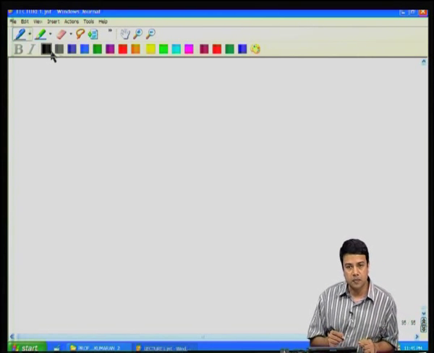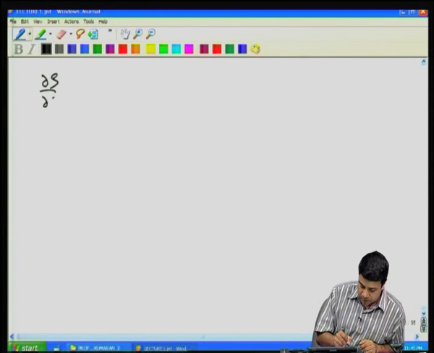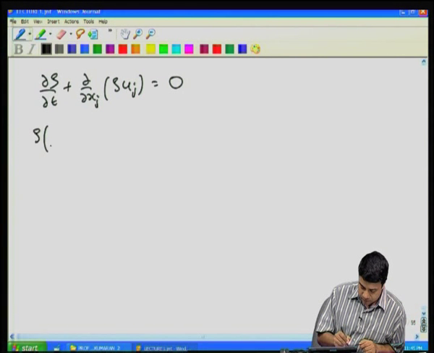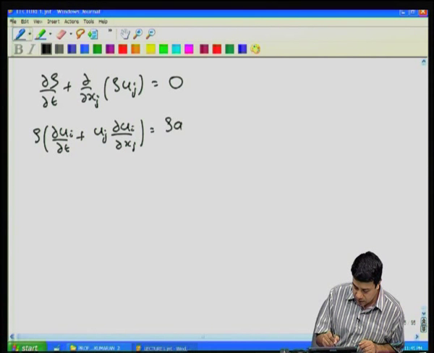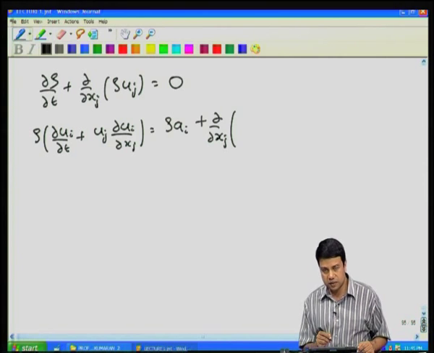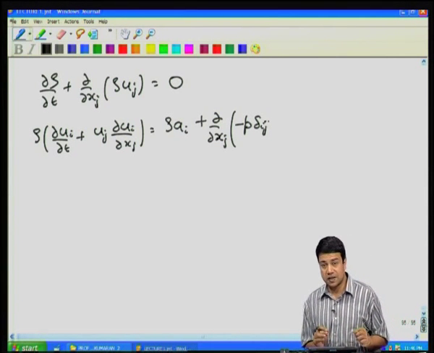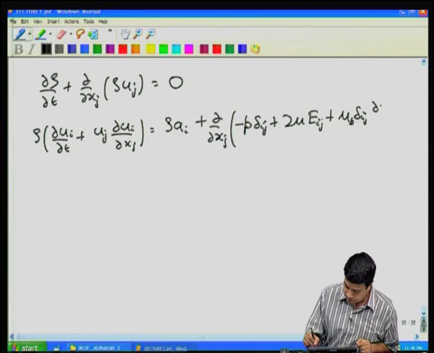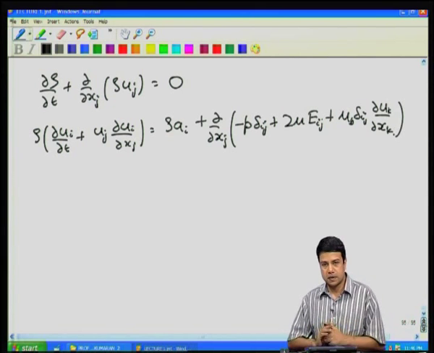So, combining these, the mass and momentum conservation equations: partial rho by partial t plus partial by partial x j of rho u j is equal to 0, that is the mass conservation equation, and the momentum equation is equal to rho a I plus partial by partial x j of the stress, which we had separated into 3 components: minus p delta I j, the pressure, the static pressure which is present even when there is no flow, okay, plus 2 mu times E I j, okay, plus in general a bulk viscosity component.